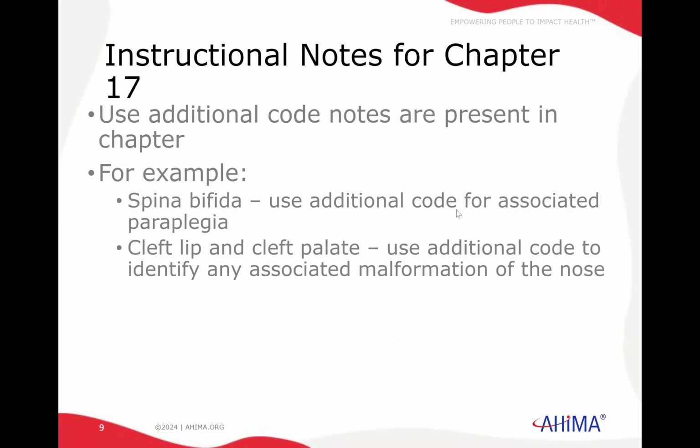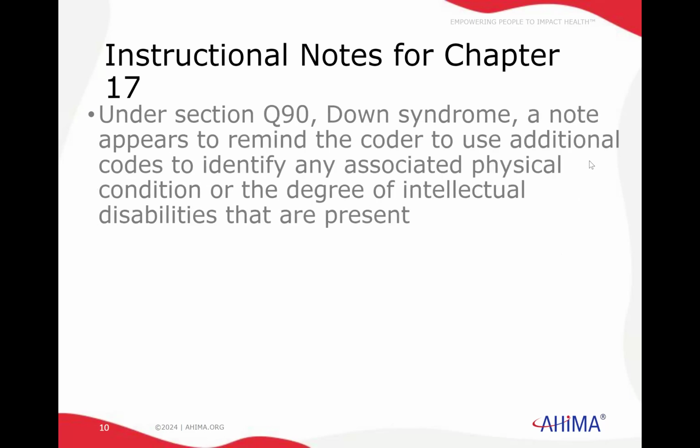And there are a whole lot of additional notes in the tabular. I would suggest you look at them, starting with some of these main terms that you see here. These include such things as spina bifida, cleft lip, cleft palate, and then you'll see some of those additional notes that you have to pay special attention to. And under section Q90, Down syndrome, there's a note that reminds the coder to use additional codes to identify any associated physical condition or degree of intellectual disabilities that are present.